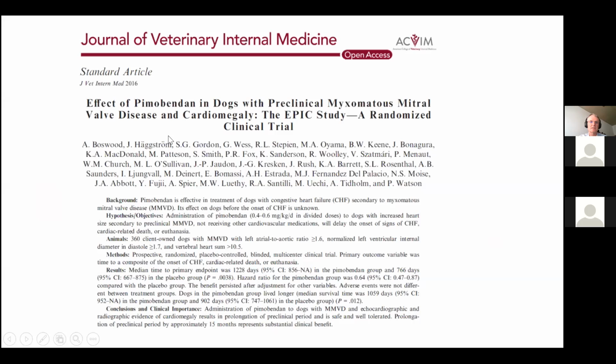What you can see is there's loads of authors on this study. I was fortunate enough to be leading the clinical trial, but we had about 36 different investigators from centres all over the world participating in it, so that we could enroll enough dogs to be confident that we would show an effect, if indeed an effect was present. And the study itself took us about 5 years to do.